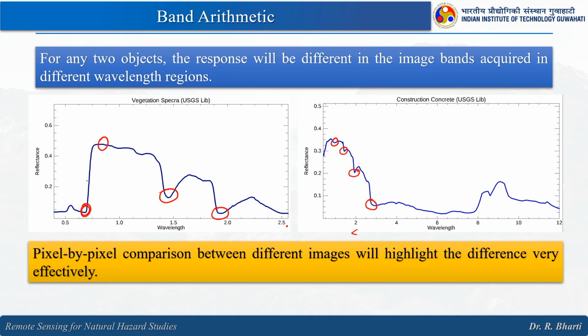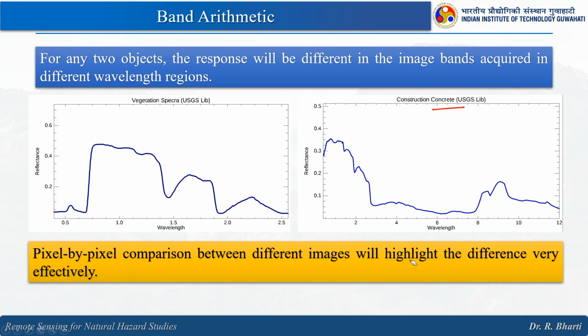So, if we do this ratio, we will get more idea about this vegetation, because all other objects will have different spectral responses if you compare them. If you do this ratio, only vegetation will get highlighted. That is the basis of this band ratio. Pixel by pixel comparison between different images will highlight the difference very effectively. That will highlight the difference between concrete and vegetation. Similarly, any other object or target can be considered in this.